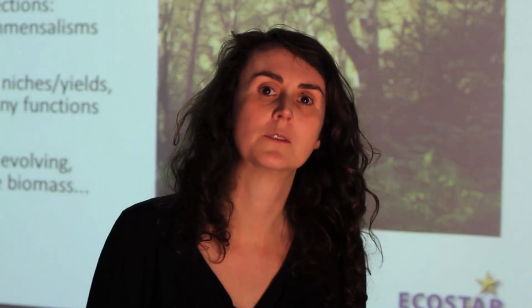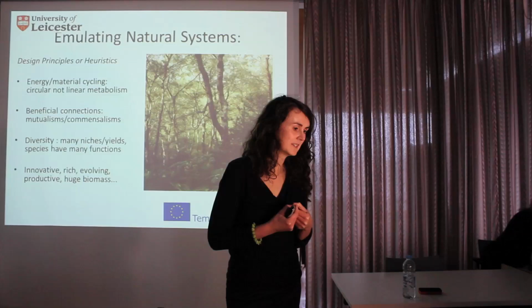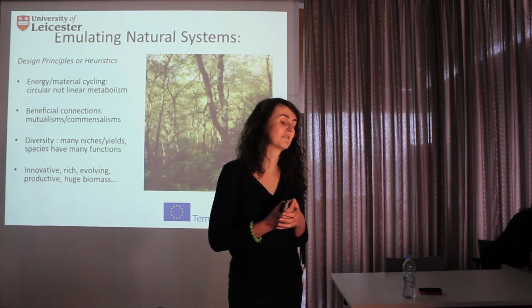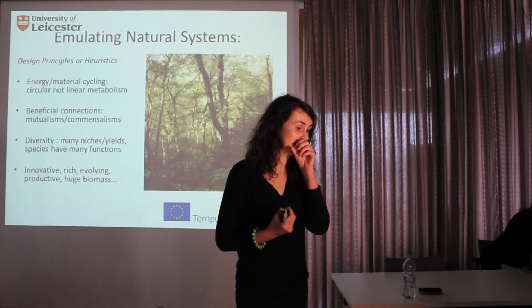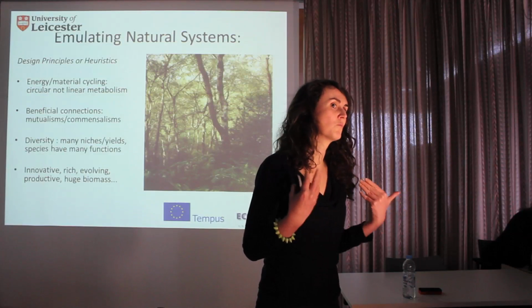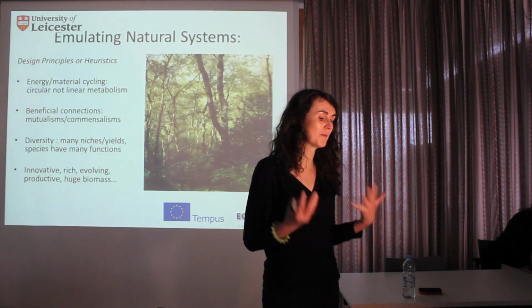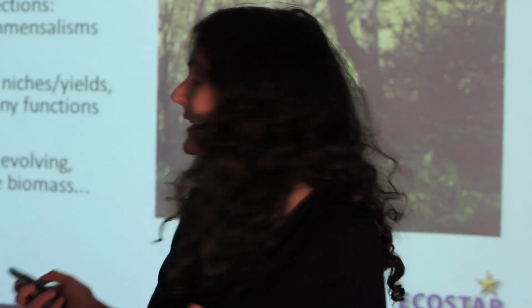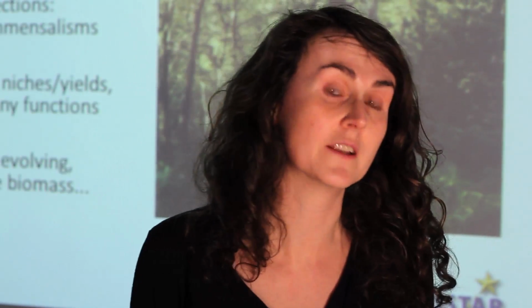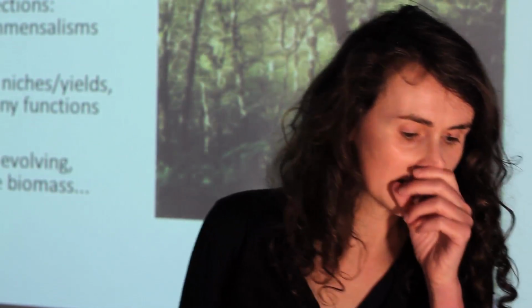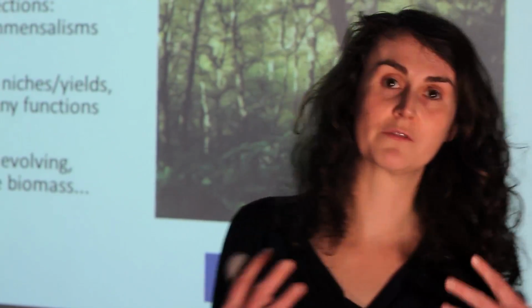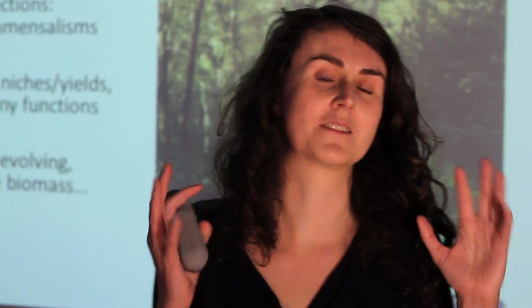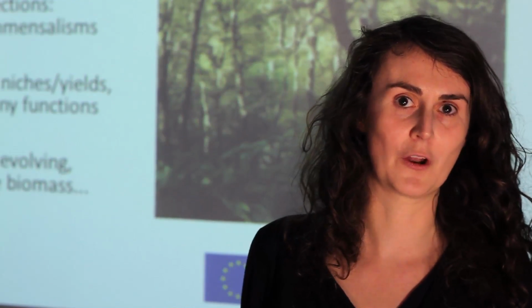So what do we try to do in permaculture design? As I said, it's about emulating natural systems but producing our own ecosystems. From these woodland ecosystems, permaculture draws several design principles or heuristics, and these are what I want you to apply when you're designing your own industrial ecosystems. The first principle, which we've really already come across, is energy and material cycling. This is the very core of this design methodology.